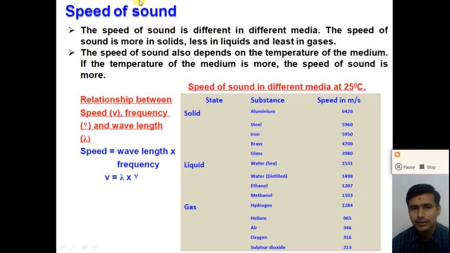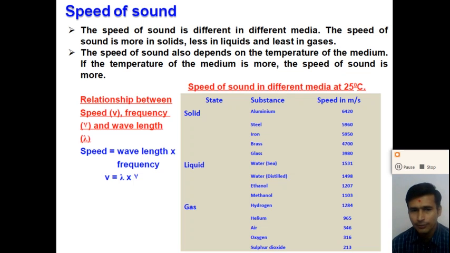So what is the relation between the speed v, frequency nu, and the wavelength lambda? Here all three parameters we discussed in this video previously, right? What is the speed of the sound, what is the frequency, and the wavelength. What is the frequency of the sound wave? The number of oscillations completed in 1 second. The number of oscillations completed in unit time is called the frequency.